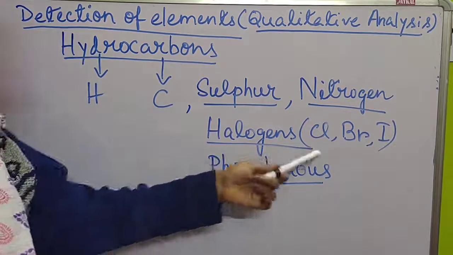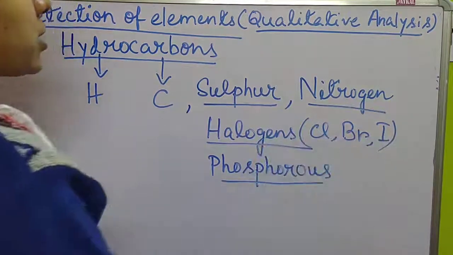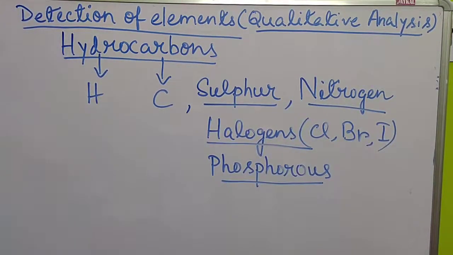Normally by halogens we consider these three: chlorine, bromine and iodine. Fluorine is not always considered because it is highly reactive, so in some cases it is difficult to detect fluorine or separate it from other elements. Therefore we normally discuss these three halogens. All these elements can be present in an organic compound.